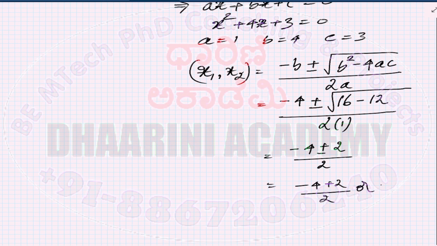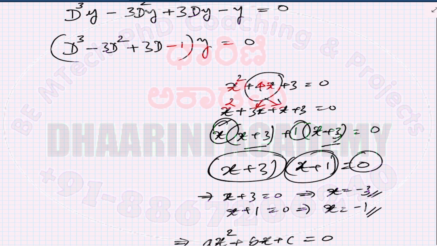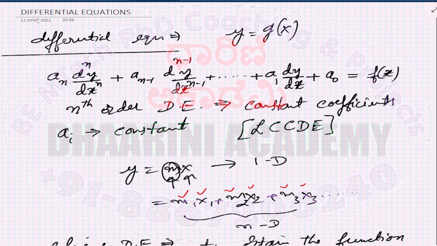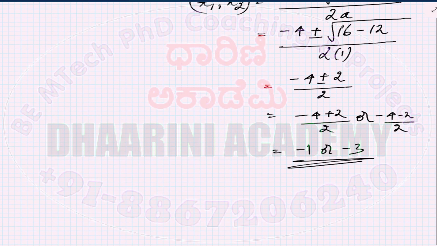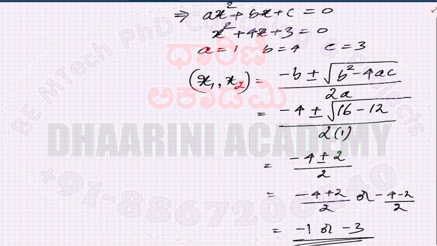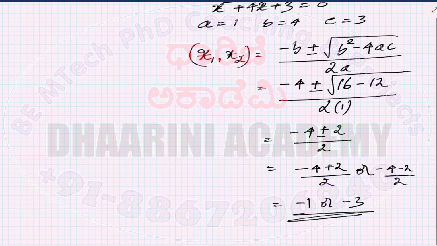So this means I can have the following two answers. One answer is minus 4 plus 2 by 2, otherwise minus 4 minus 2 divided by 2. So minus 4 plus 2 is minus 2, minus 2 divided by 2 is minus 1. Or the other answer, minus 4 minus 2 is minus 6, minus 6 by 2 is minus 3. See, you get the same answer, minus 1 or minus 3. So the same minus 1 and minus 3 you can get using the standard method, that is, using the equation. So you need to remember this equation if you want to solve using the equation method. Okay, standard equation.